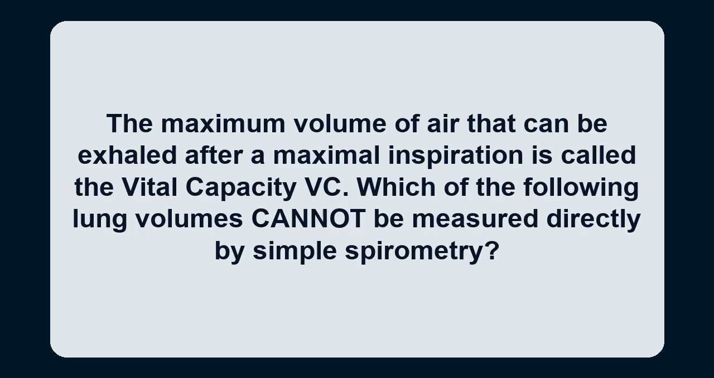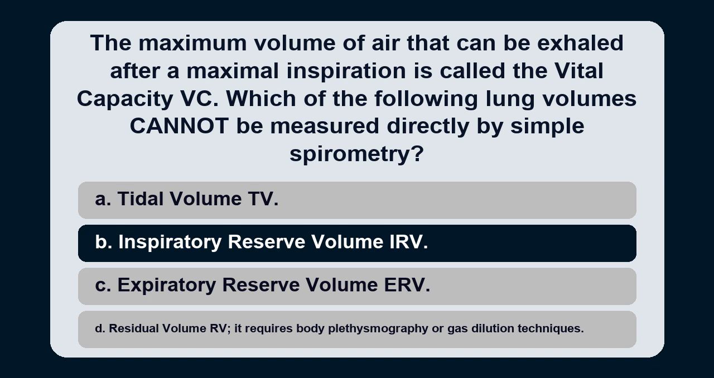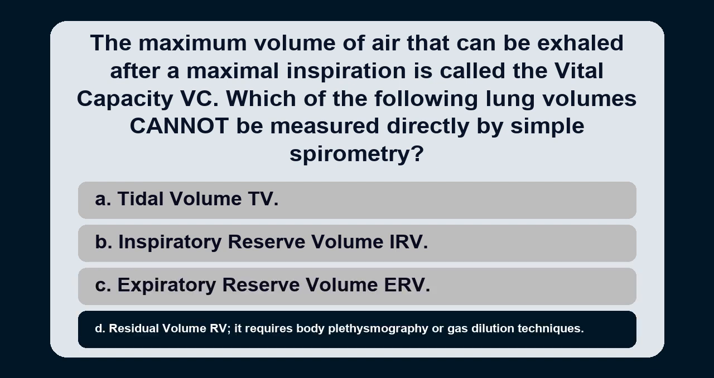Question 4. The maximum volume of air that can be exhaled after a maximal inspiration is called the vital capacity, VC. Which of the following lung volumes cannot be measured directly by simple spirometry? Option A, tidal volume, TV. Option B, inspiratory reserve volume, IRV. Option C, expiratory reserve volume, ERV. Option D, residual volume, RV. It requires body plethysmography or gas dilution techniques.